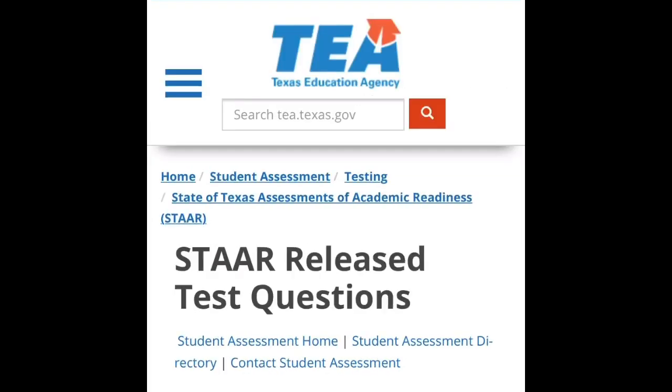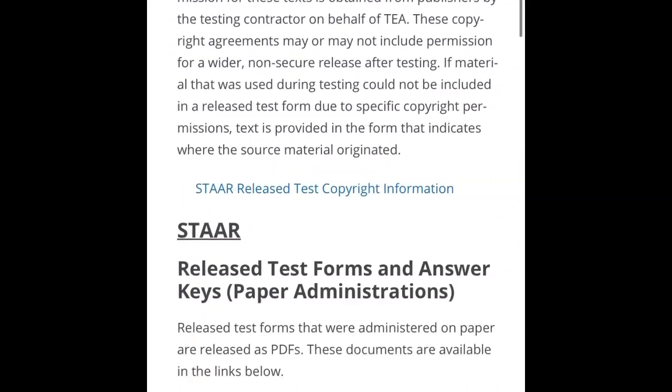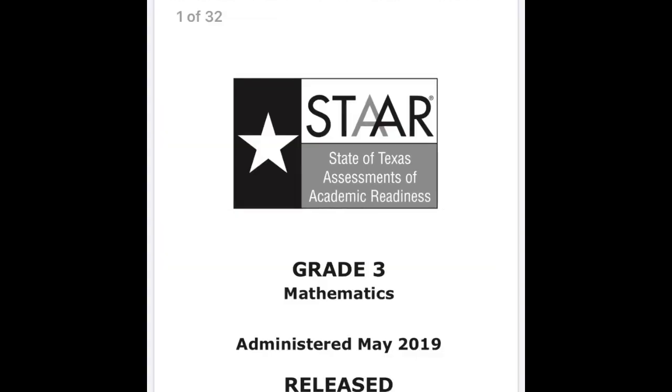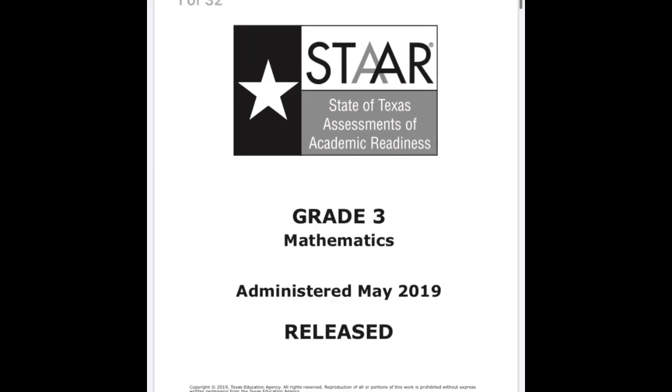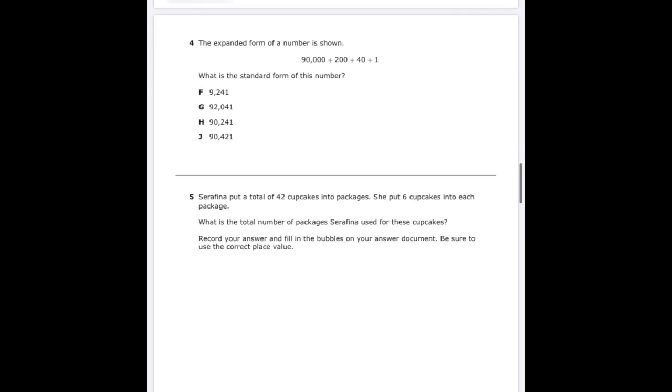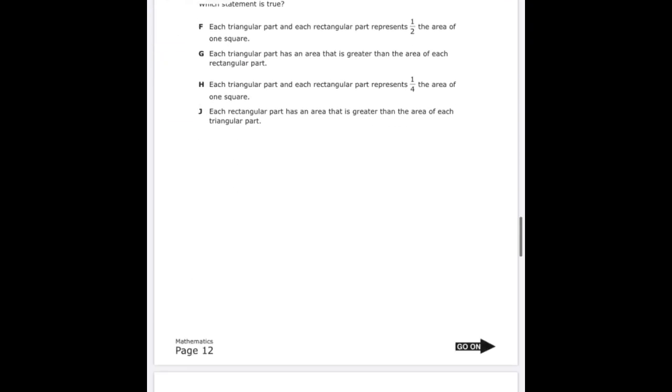I'm going to click on STAAR release test questions. I'm going to scroll down. Today is Third Grade Thursdays. I like to use the most recent just to see where TEA is currently, to stay current. So I'm going to go to grade 3, 2019. And then it brings me to this STAAR test. Basically this is the STAAR test from last year, and it's been released to the public. So I'm going to scroll to the question of my choice, and then we are going to get started.